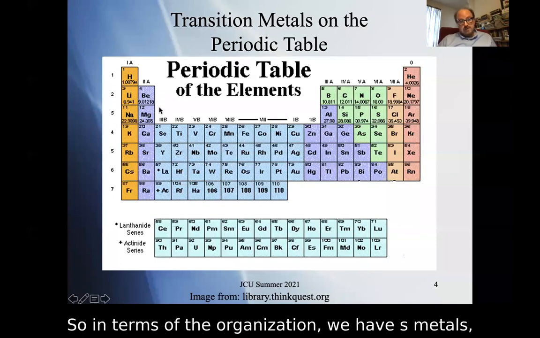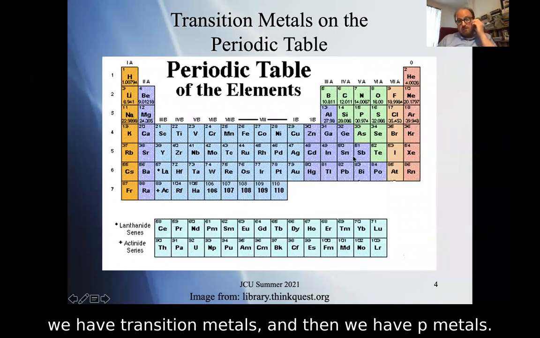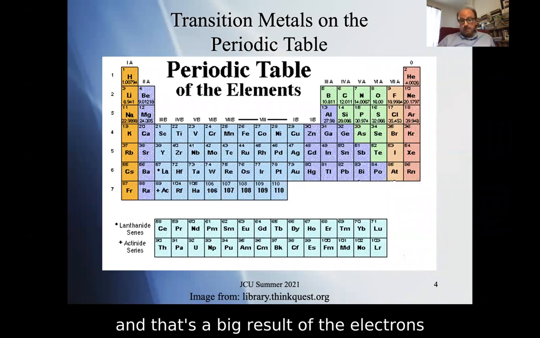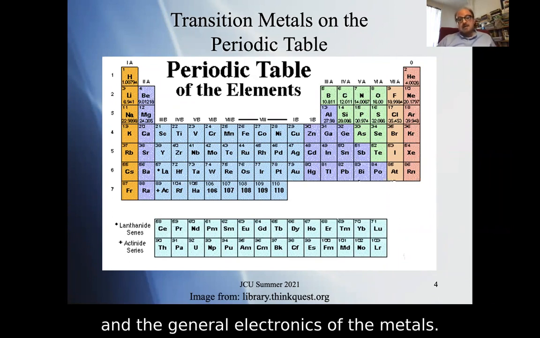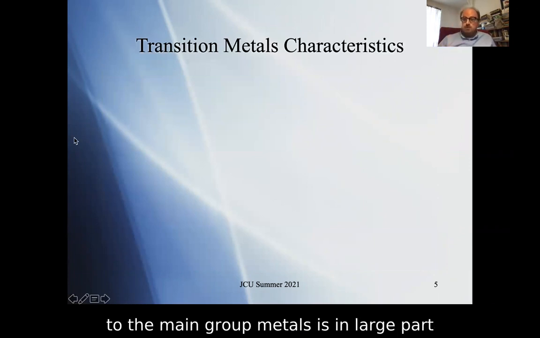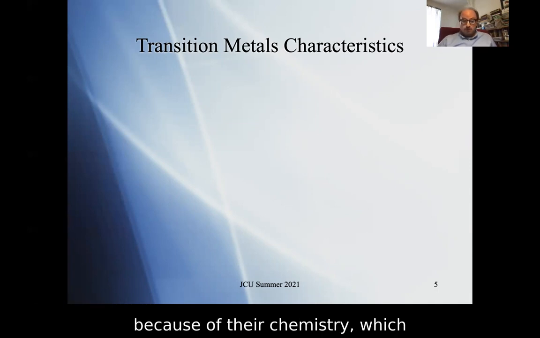So in terms of the organization, we have s metals, transition metals, and then p metals. Again, their behavior is going to be different depending on what we're looking at, and that's a big result of the electrons and the general electronics of the metals. Why we distinguish transition metals from the main group metals is in large part because of their chemistry, which is varied and very interesting.